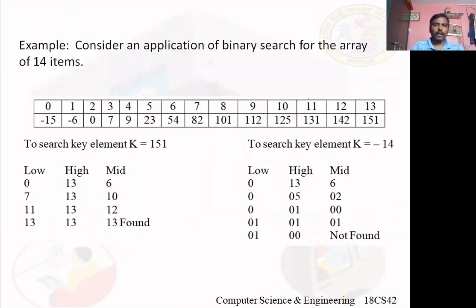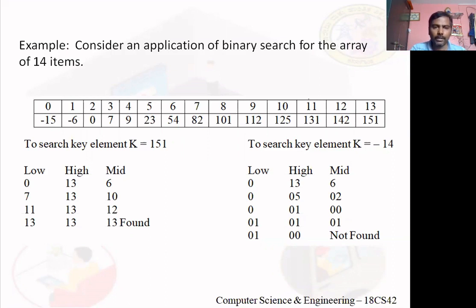Look here. Assume you are given an array with 14 elements. What are those 14 elements? Minus 15, minus 6, 0, 7, 9, and so on, and the last element is 150. Have a careful look at the slide. This is the base and it's very easy. In the exam, you can easily score complete marks.